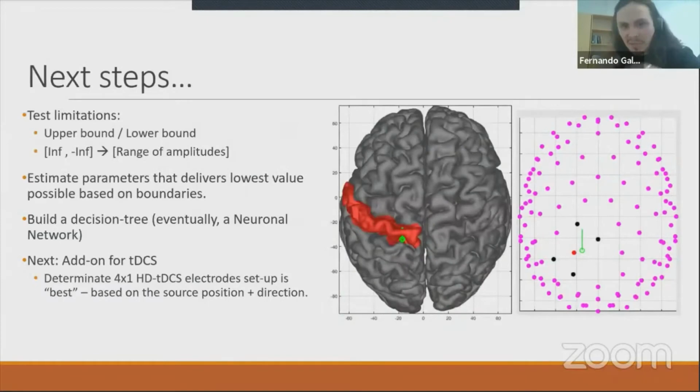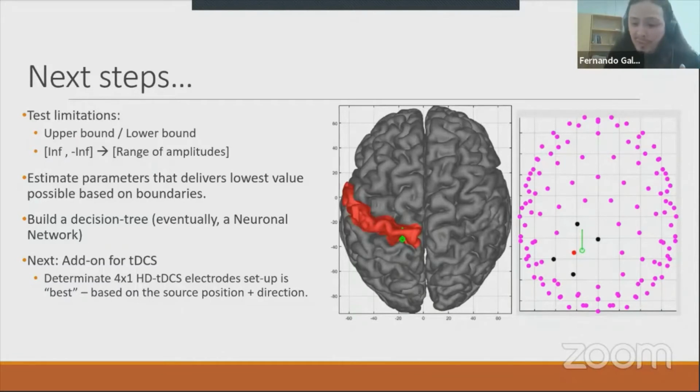And moving on, the next steps for the current edition of Zephyro are what I'm doing in the office right now. I am conducting some tests on limitations where, instead of using a fixed value of how much amperage we are allowed to use in transcranial direct current stimulation, for example, which is from 0.5 to 2 milliamperes, how about if we go from infinite to minus infinite, or we go a little bit outside of the recommended dose?